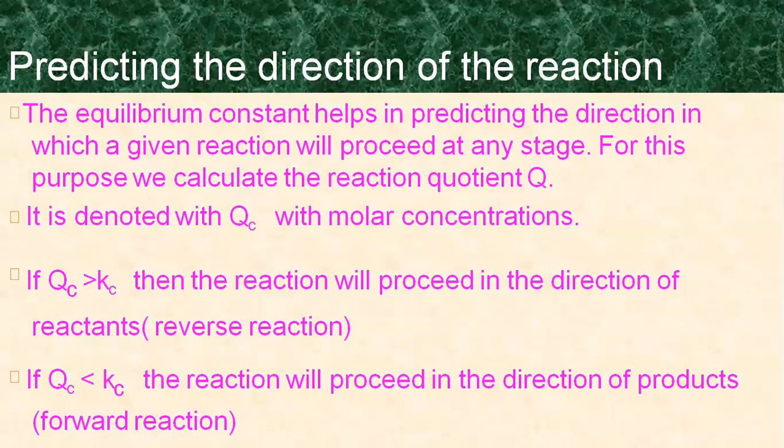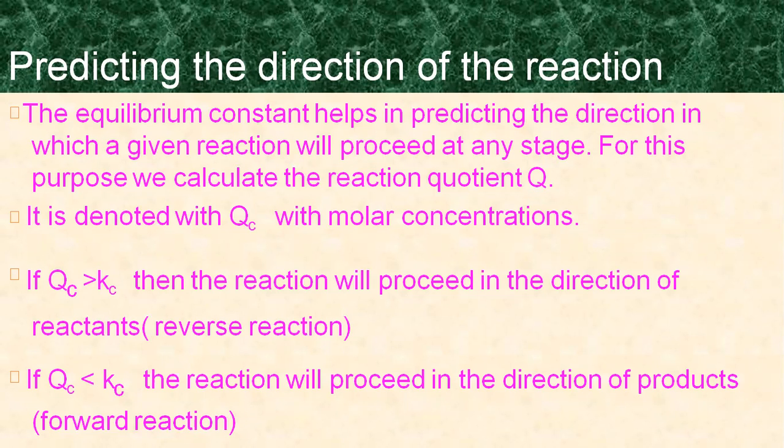Next, predicting the direction of reaction. How can you predict the direction of reaction? First, the equilibrium constant helps in predicting the direction in which a given reaction will proceed at any stage. For this purpose, we have to calculate the reaction quotient.